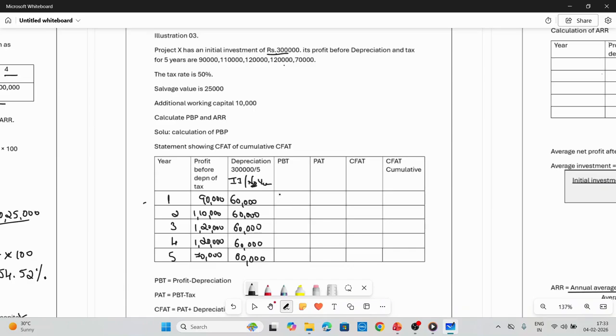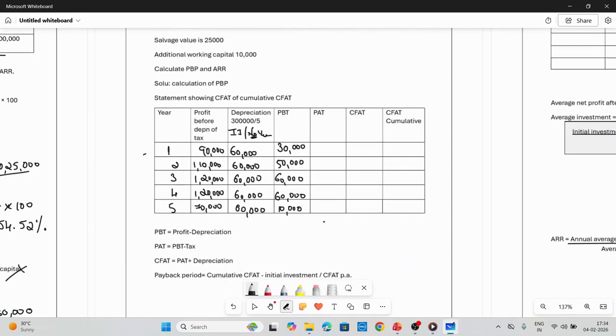Now let's calculate PBT, profit before tax. Profit minus depreciation is profit before tax. So 30,000, 50,000, 60,000, 60,000 and 10,000.